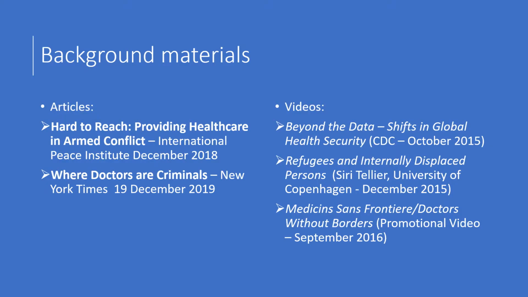As I said in the announcement, I've tried to streamline the readings. There are 2 articles and 3 videos. The first article is actually a report called Hard to Reach, Providing Healthcare in Armed Conflict. This is the most substantive article. It's a good overview. It focuses on armed conflict, but many of the ideas and really the principles they're setting out are also applicable to natural disasters, and I'll talk a little bit about that during the rest of this presentation.